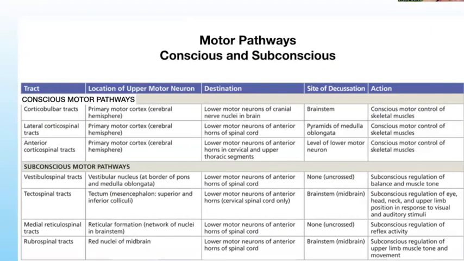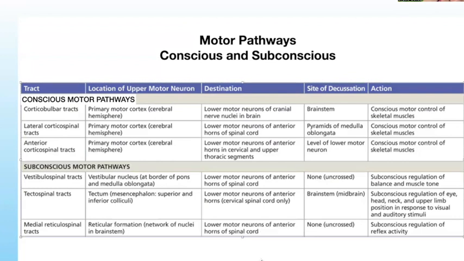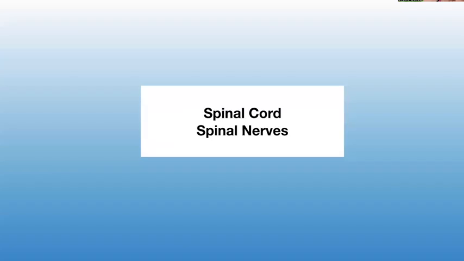All right. So we've made it through all of the spinal cord tracts, sensory and motor, both conscious and subconscious. Here is a table that summarizes the conscious motor pathways, the anterior and lateral corticospinal tracts and the corticobulbar tract, and then the subconscious motor pathways, the vestibulospinal tract, tectospinal tract, and medial reticulospinal tract. We are actually not learning the other tracts. It's enough. Okay, spinal nerves.